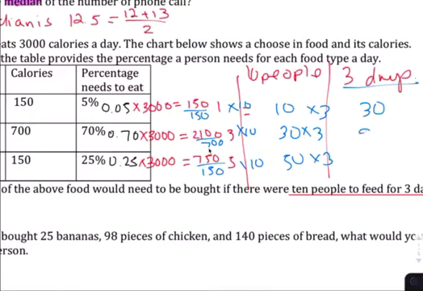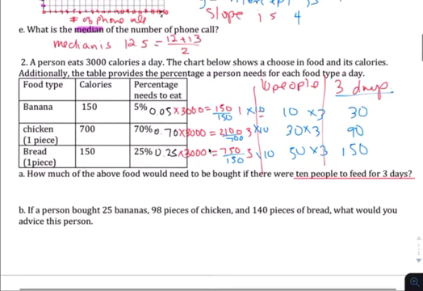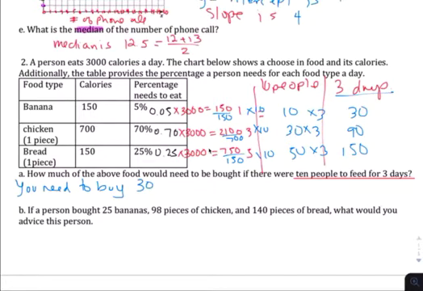Get 30, 90, 150. So how much food would need to be bought if there are 10 people for 3 days? You need to buy 30 bananas, 90 pieces of chicken, and 150 pieces of bread.